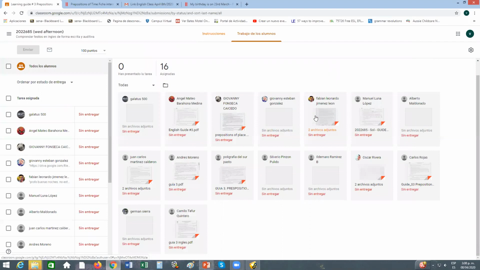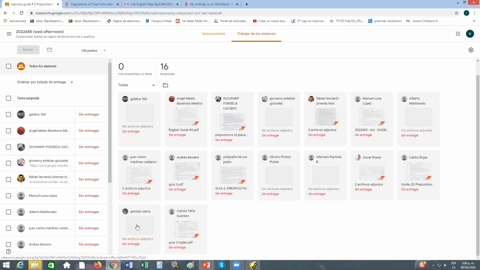Entonces, si se dan cuenta, hay chicos que entraron, aunque dicen sin entregar, ¿cierto? Lo que nos pasa siempre. Nos aparece error, pero sí subieron la guía, o sea, el sistema sí la captó. Entonces tengo a Mateo, a Giovanni que no lo vi conectado, Fabián tampoco, Manuelito ya tengo tu trabajo, Carlitos también, Oscar no lo vi conectado tampoco. Está Claudia también por aquí, Andrés, Juan Carlos, Camilo Tafur.